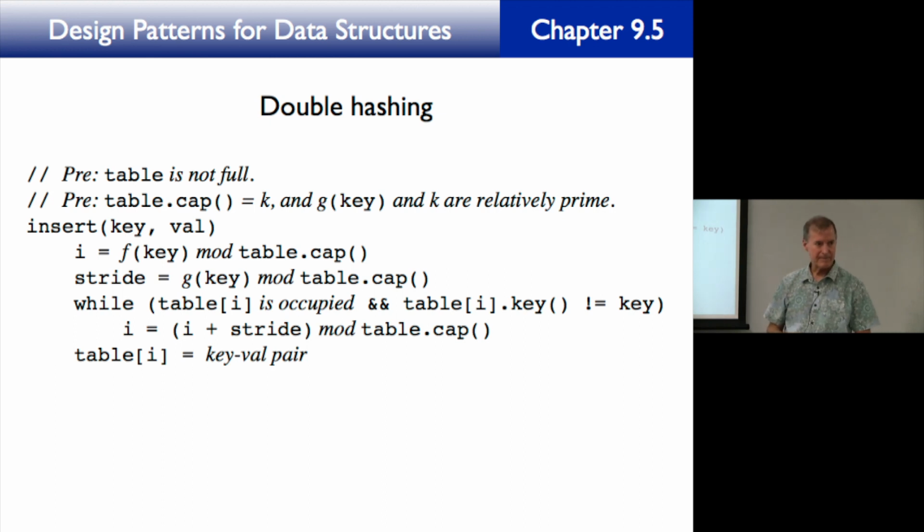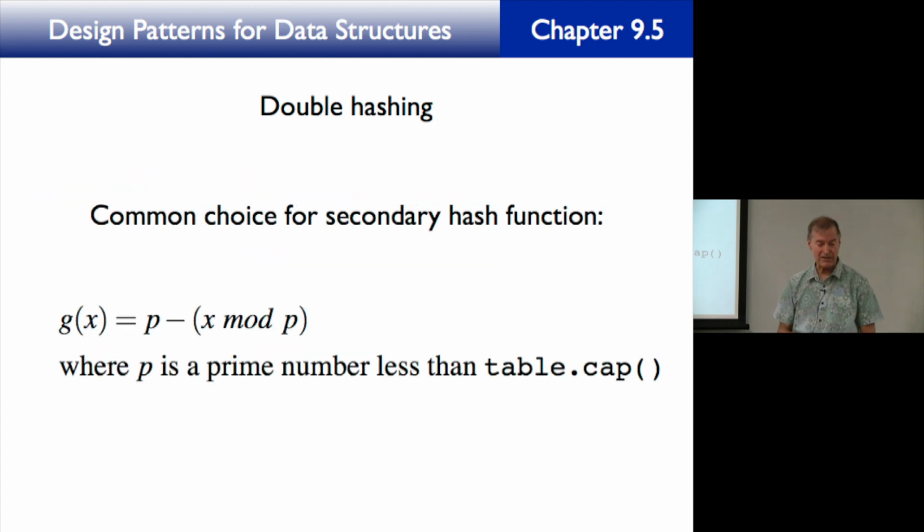How do we know there isn't a stride that's going to cause you to go in a loop? Yeah, that's a good question. You have to design g of key to satisfy that requirement. But does everybody see what happens? It's the same logic, the same loop. The only thing is, it's i plus stride mod table capacity. And to answer your question, that's coming up. This is a common choice for a secondary hash function.